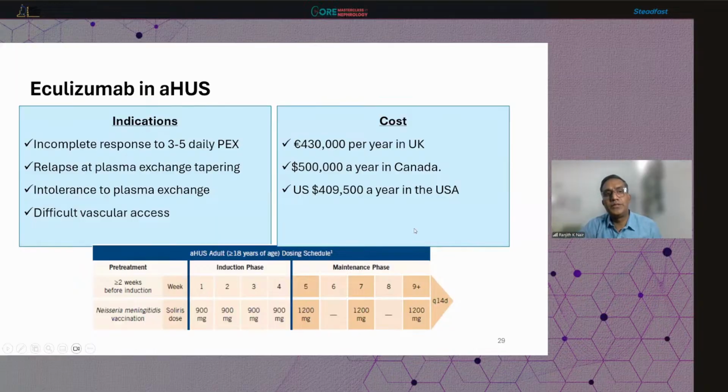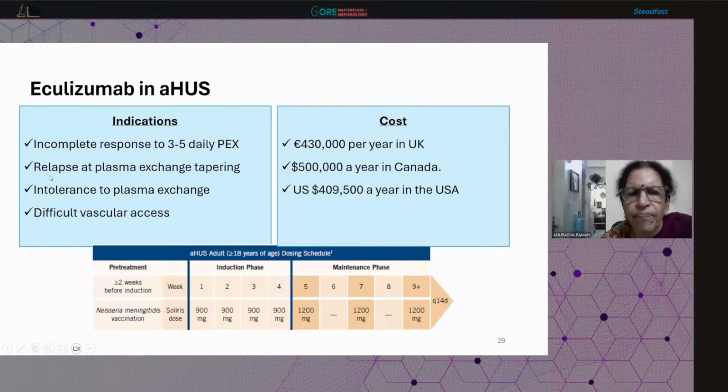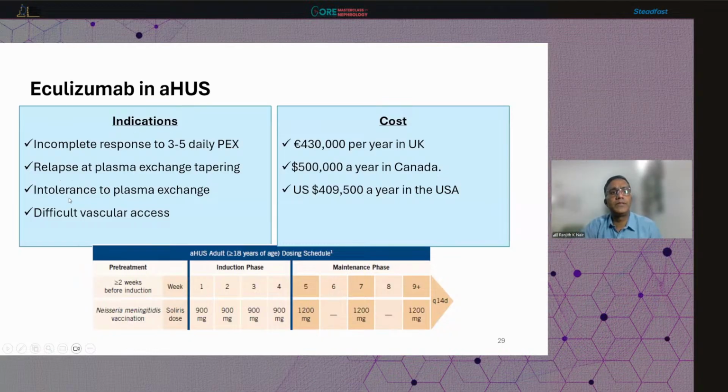Eculizumab in atypical HUS, after 3 to 5 daily plex, by then we hope that all the other investigations are in. If not, then plasma exchange, you're tapering and it relapses. The patient is unable to tolerate plasma exchange. Vascular access being difficult, I guess that's not so important.